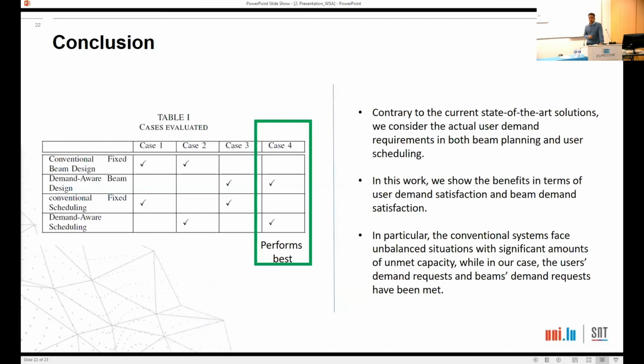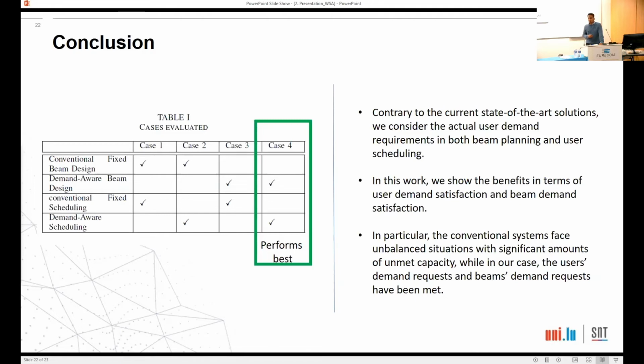I'll just conclude with some comments. We introduced system-driven adaptability at 2 different levels: beam design and user scheduling. Contrary to current state-of-the-art solutions, we consider the actual demand requirements in both phases. In this work, we show the benefits in terms of demand satisfaction at both beam level and user level. This is a relatively new approach compared to looking at throughput maximization. I think demand satisfaction is a new approach we should be looking at.